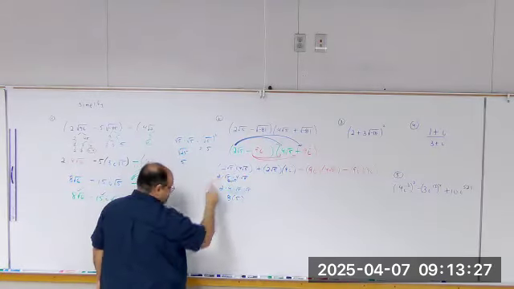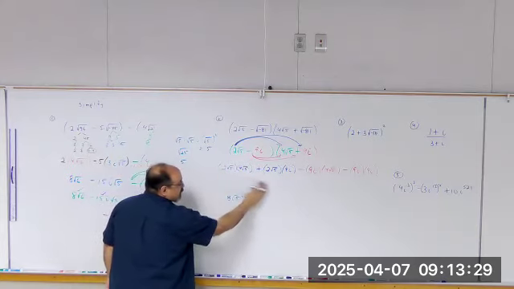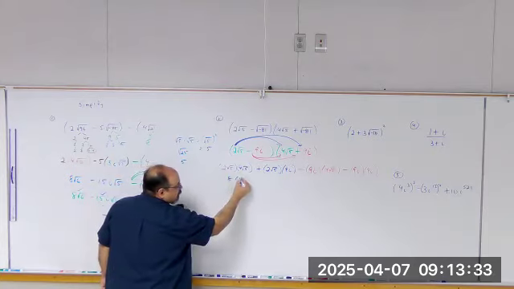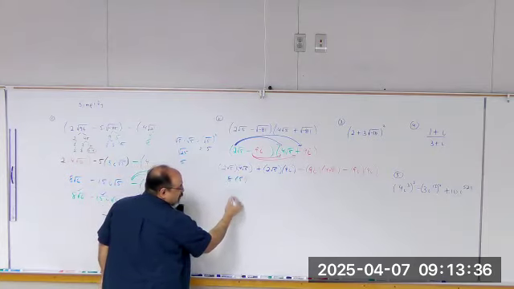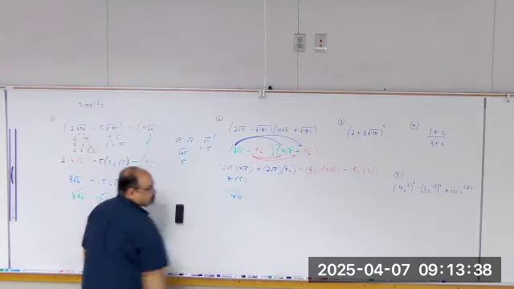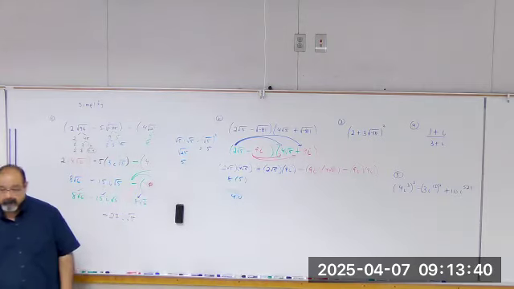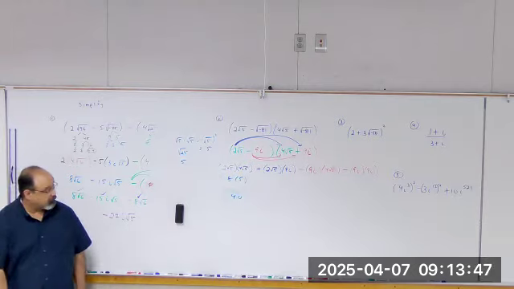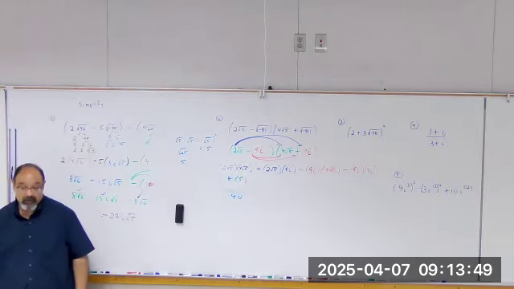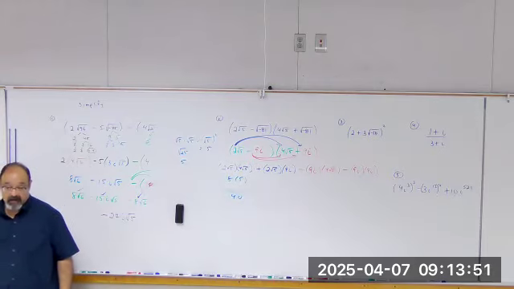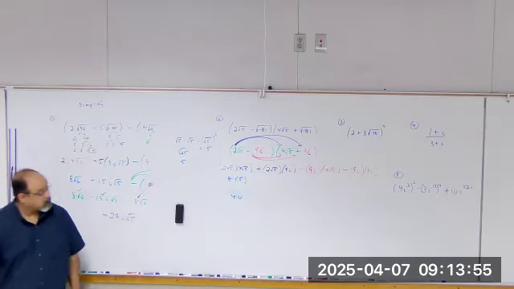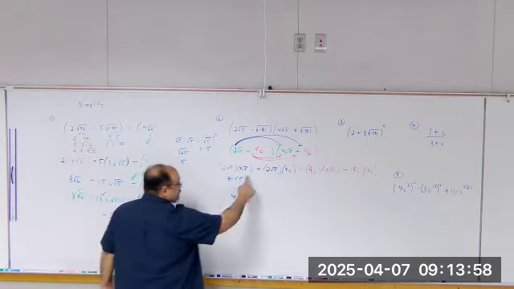So this times this, for the sake of going a little bit slower, is 8 times 5, which is 40. Okay. 2 times 4 is 8. Square root 5 times square root 5 is 5. Okay. And then I have the plus.